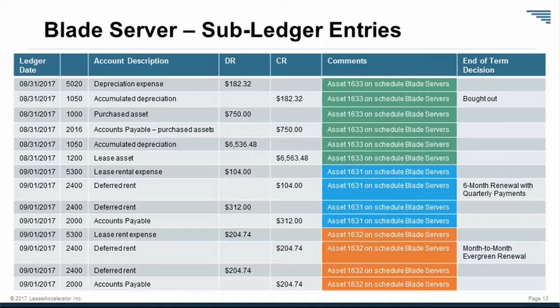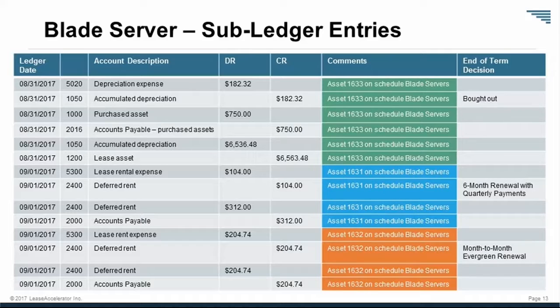If you look at the second section in blue for server 1631, you'll see quarterly payments for $312, but you'll see we're only expensing in the month 1/3 of that amount to respect basic accrual accounting within both the old and new standard. And if you look at the last section for server 1632, that's simply a regular monthly expense on the server in Evergreen.